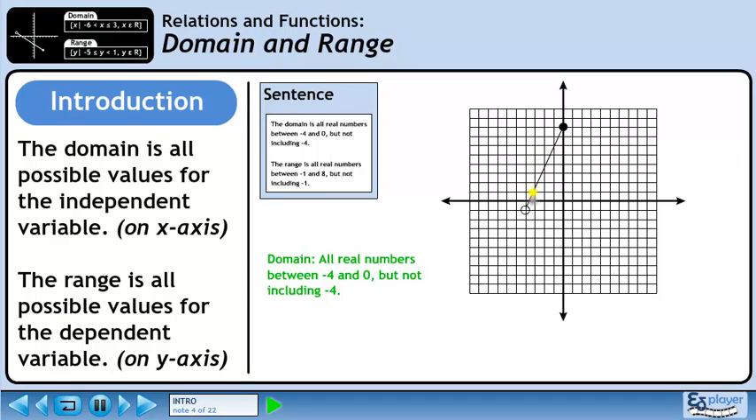The yellow circle is tracing the line. The gray circle is the shadow of the yellow circle on the x-axis, and as such will trace out all the allowed x values. We can write this in sentence form as, the domain is all real numbers between -4 and 0, but not including -4.